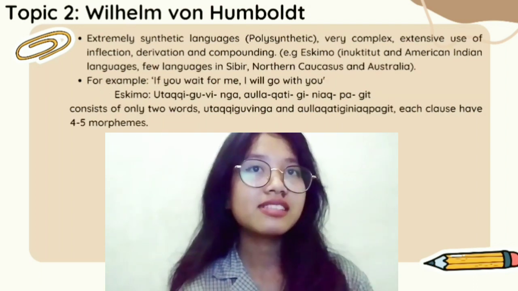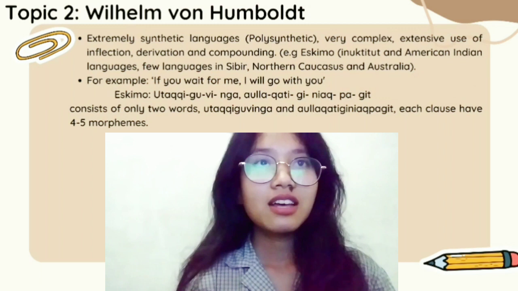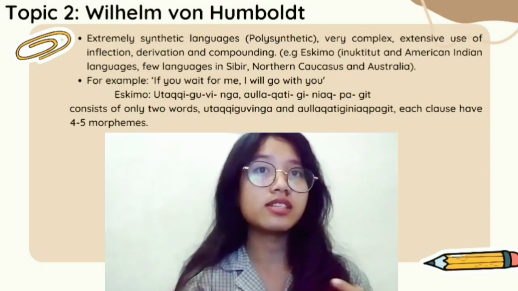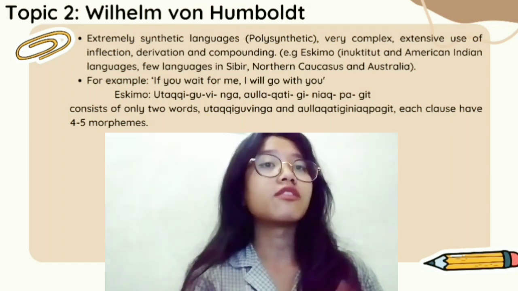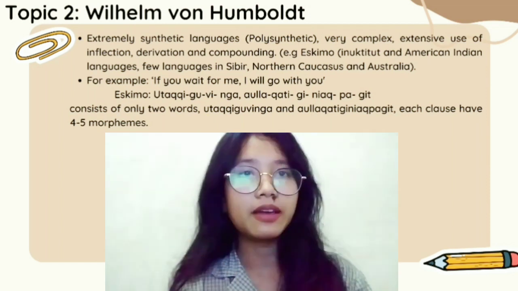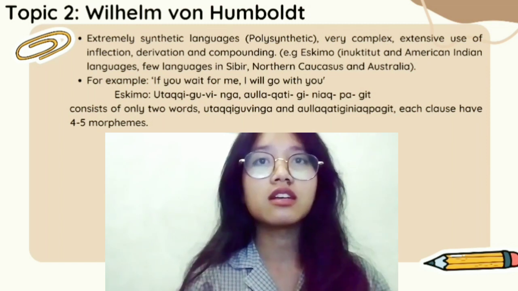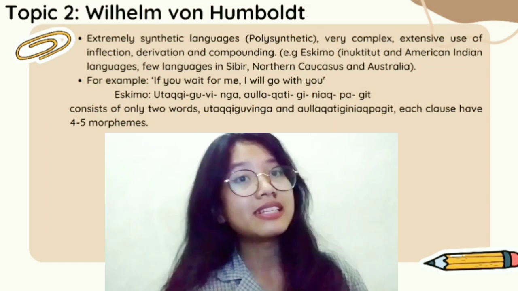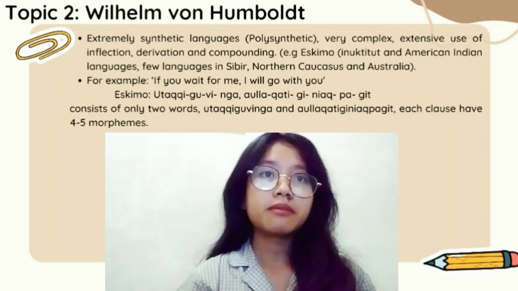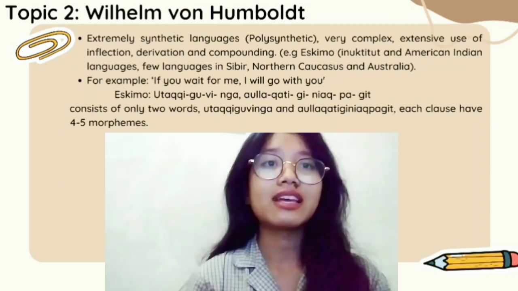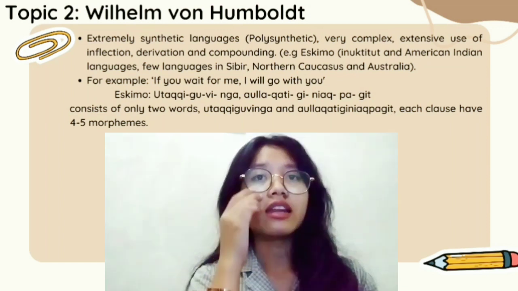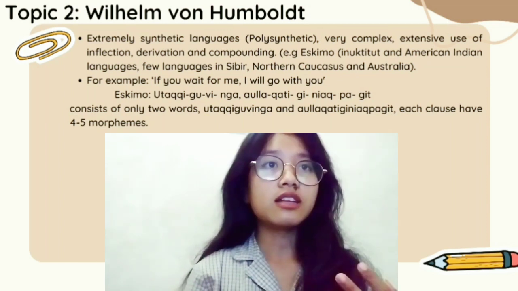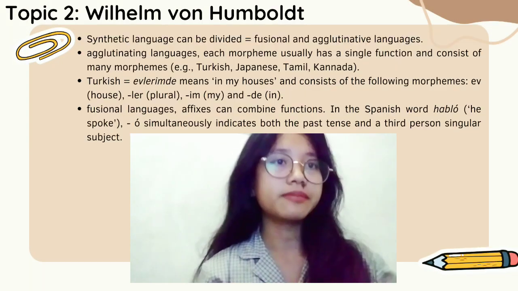And then there are extremely synthetic languages, where words are very complex and sometimes constitute entire clauses with extensive use of inflection, derivation, and compounding. These languages are called polysynthetic languages. Polysynthetic languages are primarily found among Eskimo or Inuktitut and American Indian languages, as well as a few languages in Siberia, in northern Caucasus, and Australia.